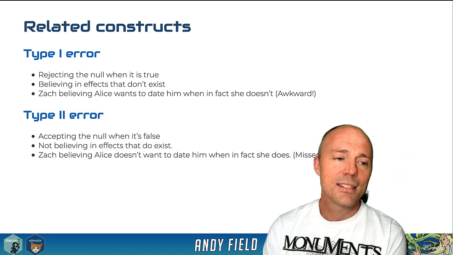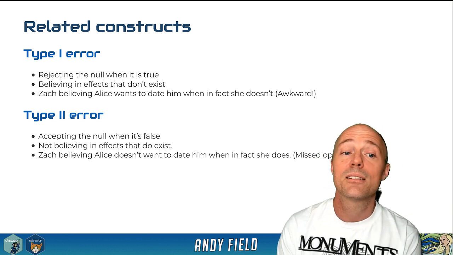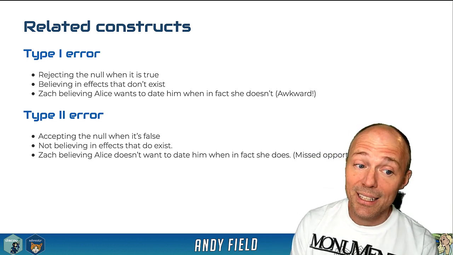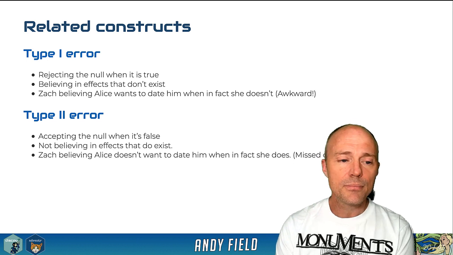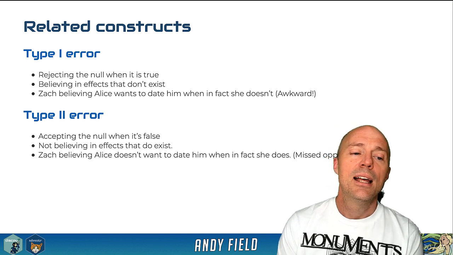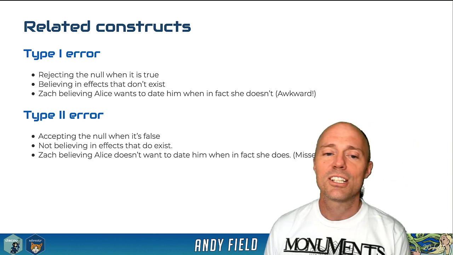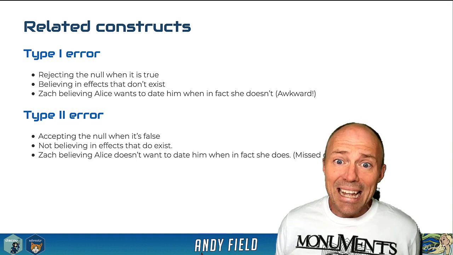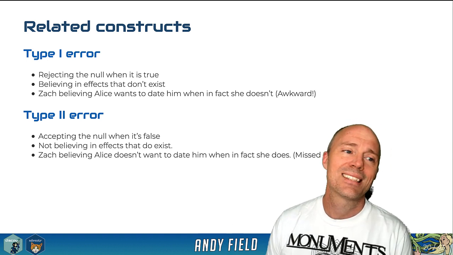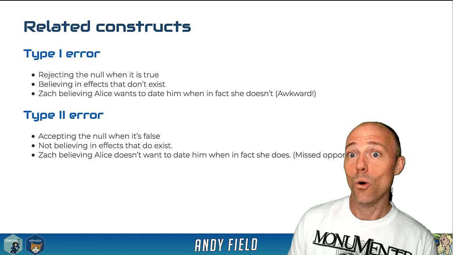Type 2 errors. This is accepting the null hypothesis when in fact it's false. So this is not believing in effects that do exist. So this is a bit like Zach believing Alice doesn't want to date him when in fact she does. Sad story. So type 2 errors, sad story. Type 1 errors, awkward.